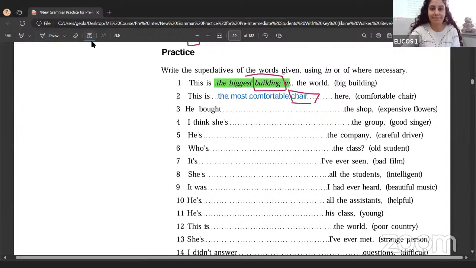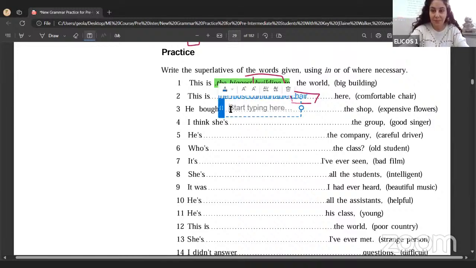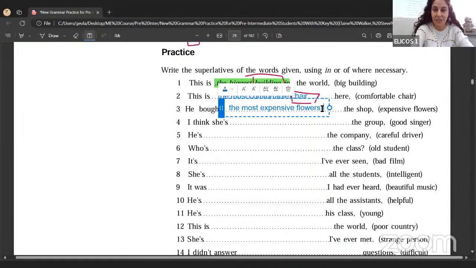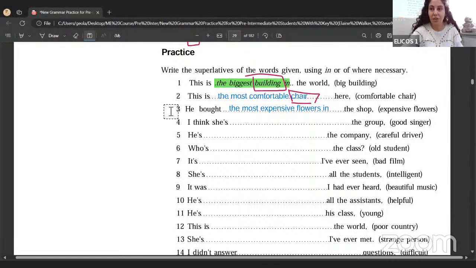Okay. Number 3, we'll go to Jomund. He bought the most expensive flowers in the shop. Yep. So of all the flowers in the shop, he bought one and it was the most expensive flowers compared to many of the flowers in the shop.